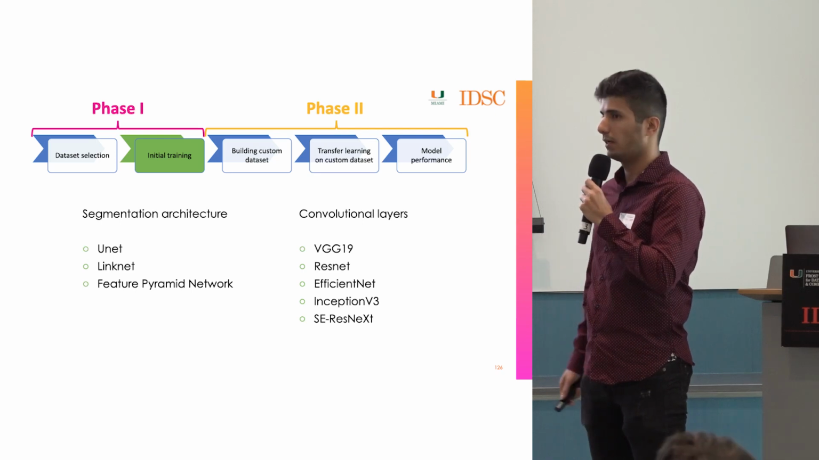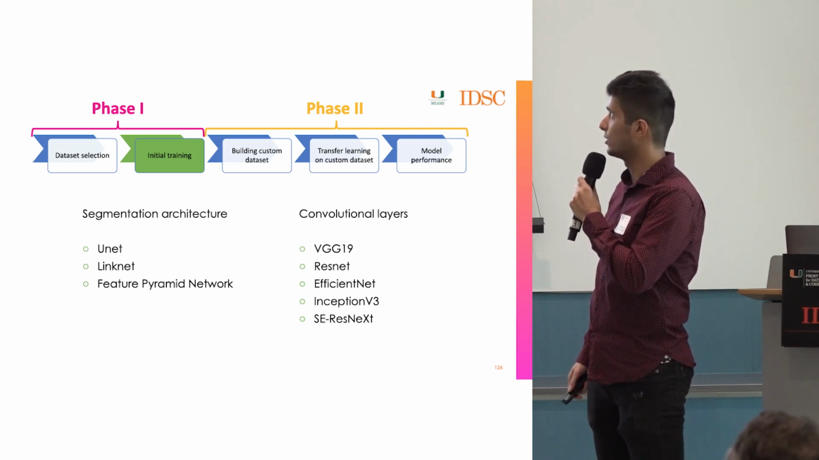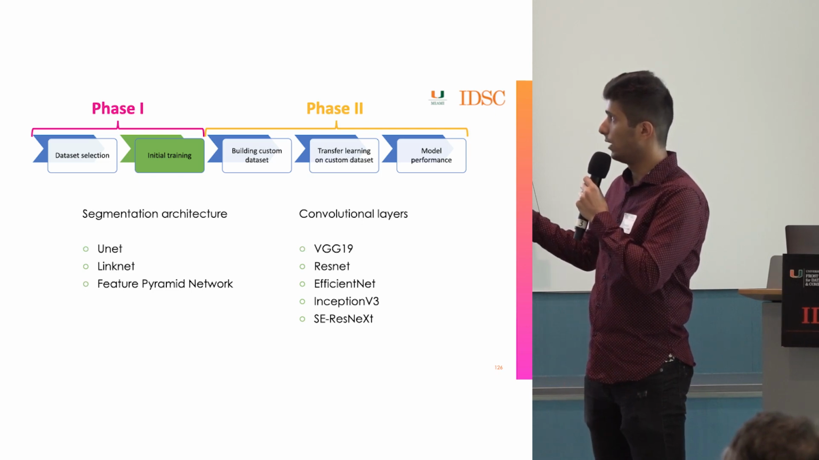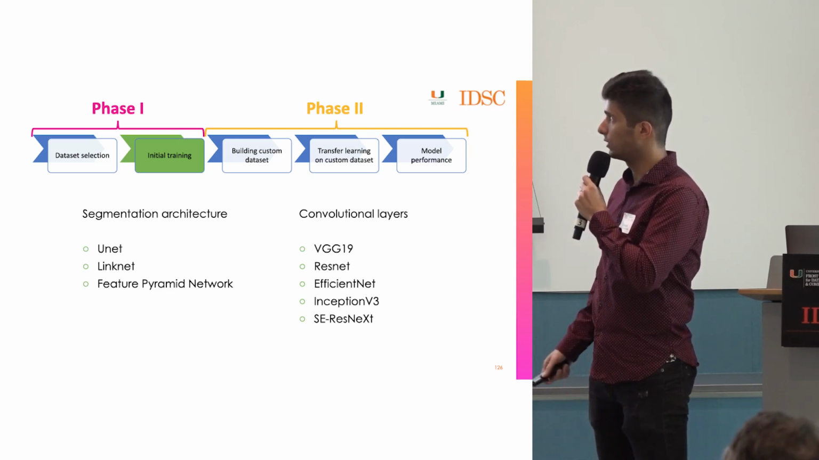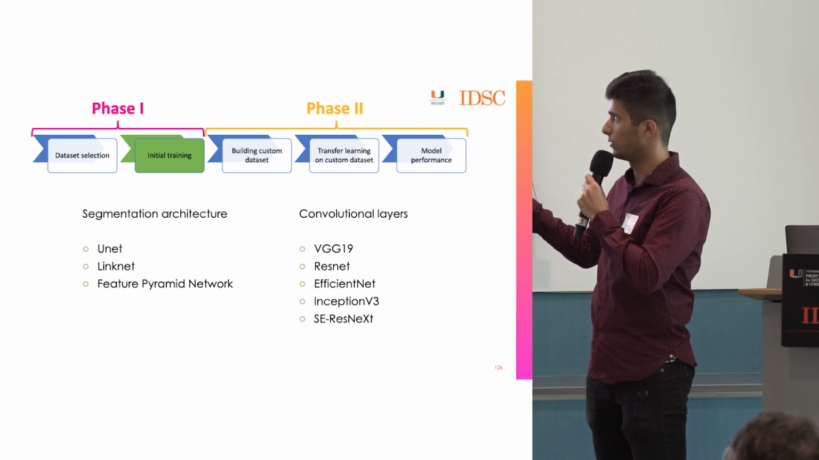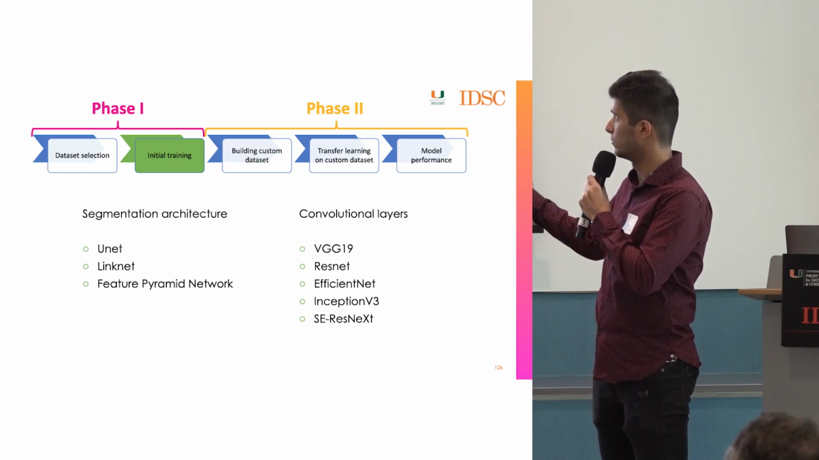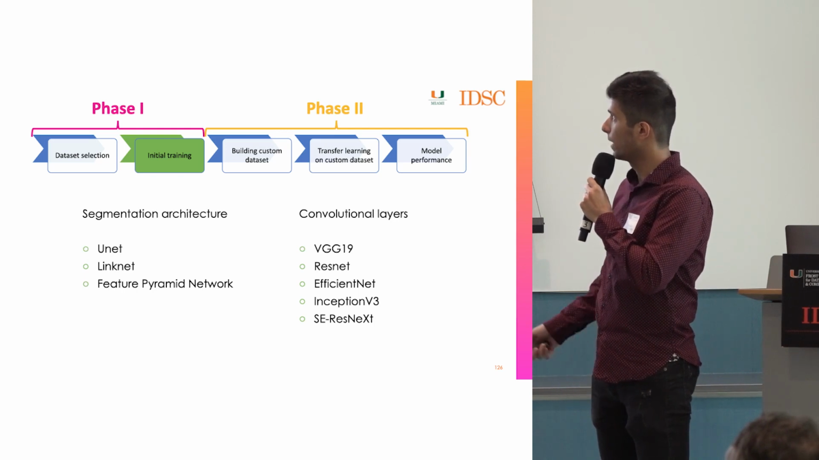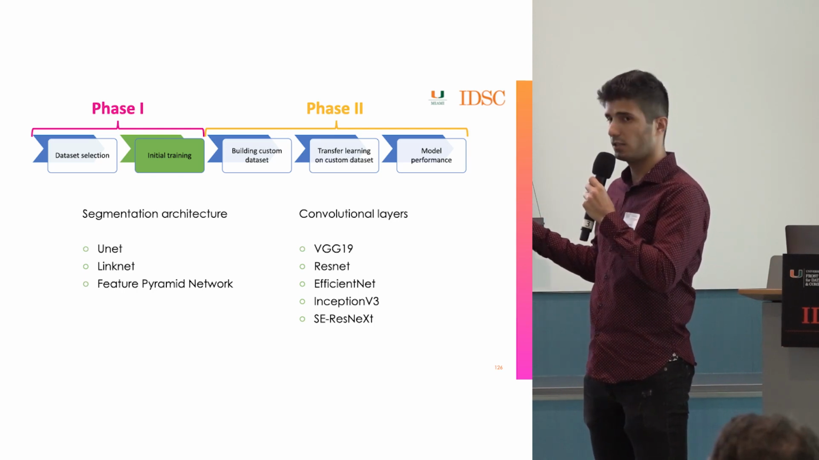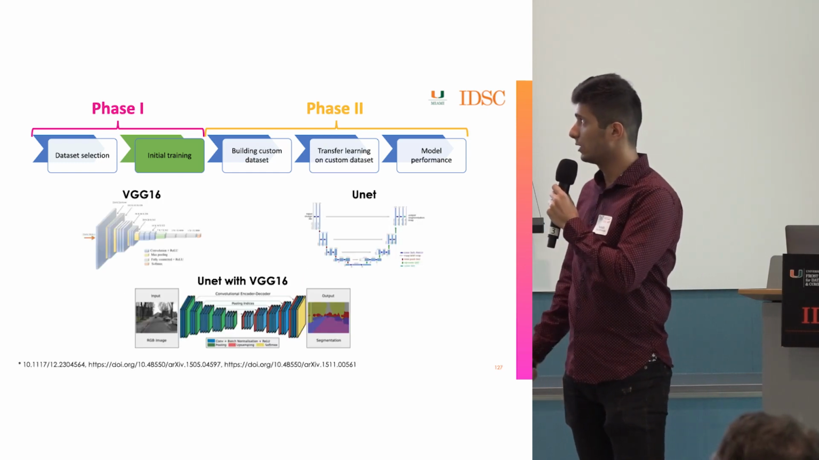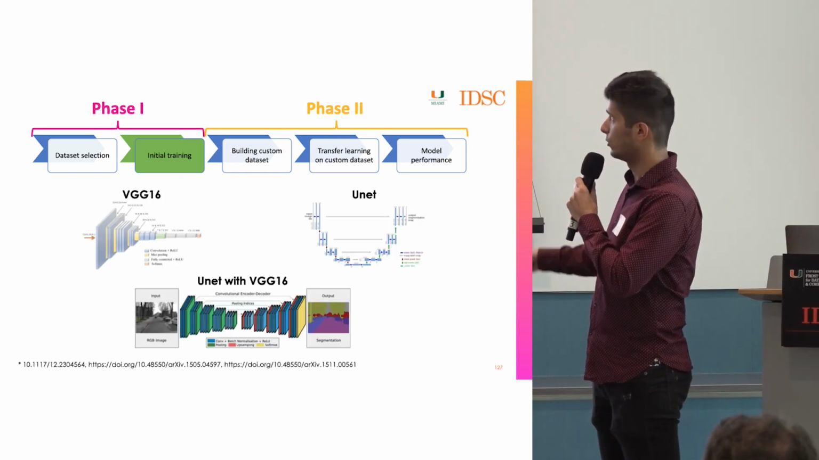And we tested different architectures with this data set. For example, with segmentation architecture, we use the most famous ones, UNet, LinkNet, FPN. And with CNN models, we use VGG, ResNet, and so on. So there are different architectures for segmentation. The one I'm using is a kind of encoder-decoder.